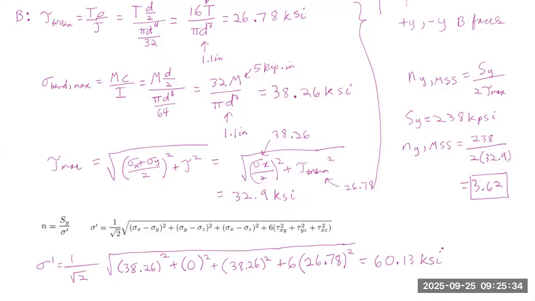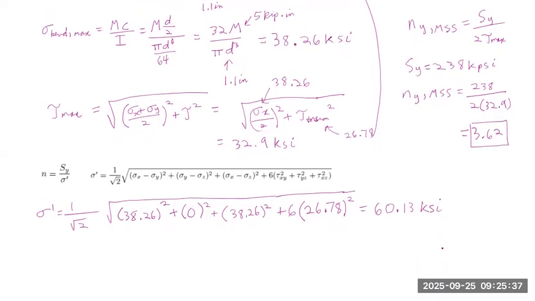KSI. And then now we can calculate the factor of safety for yielding, Ny, for the distortion energy theory, Ny comma DE. And that is equal to the yielding strength, which we found to be 238 kpsi, over 60.13. And that is calculated to be equal to 3.96.